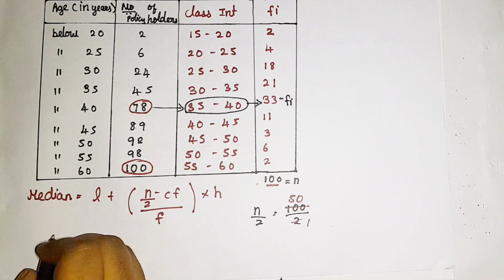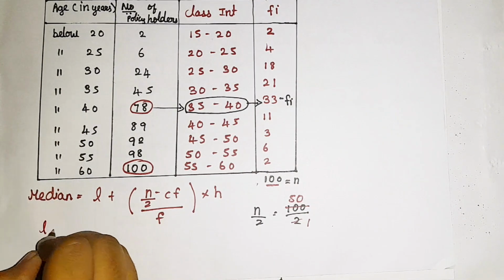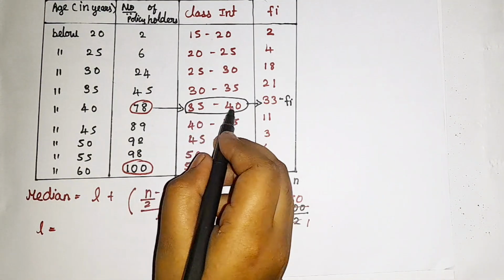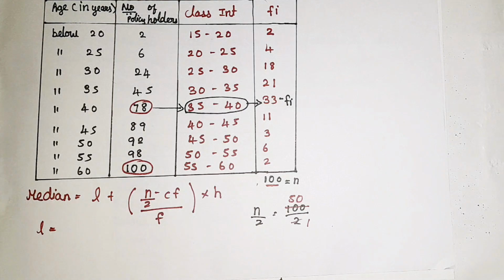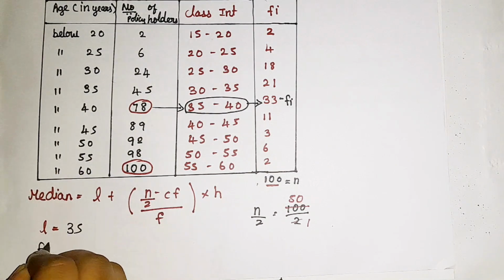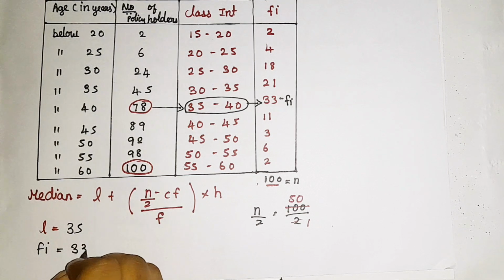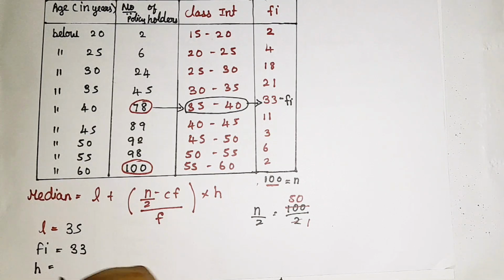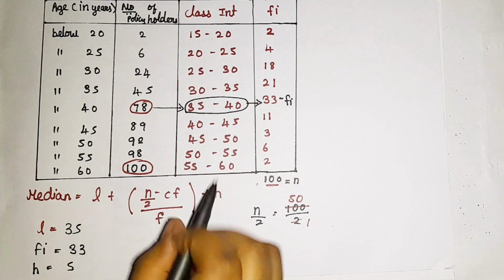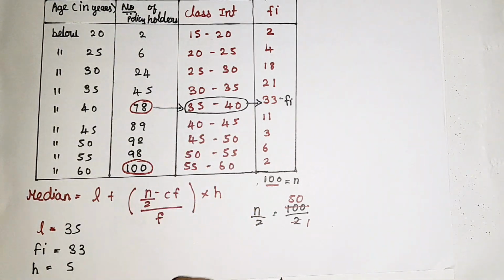I'll just write it here. In these both values, this is the lower limit and this is the upper limit. So the L value is 35, and the frequency value is 33. What about H? Upper limit minus lower limit is 5. So 40 minus 35 is 5. Now we got the H value.